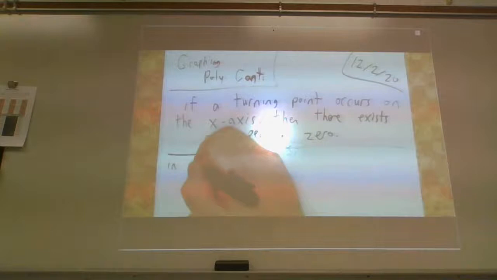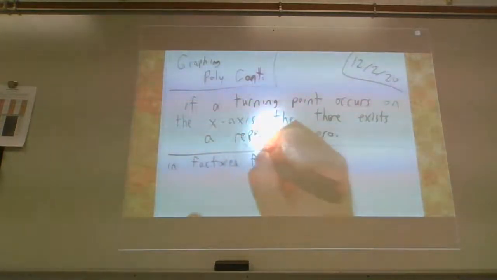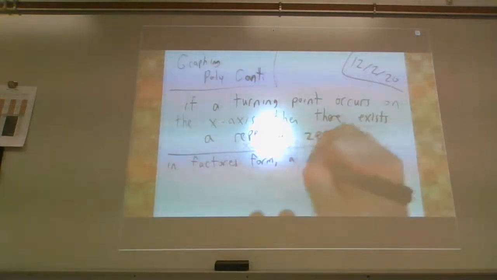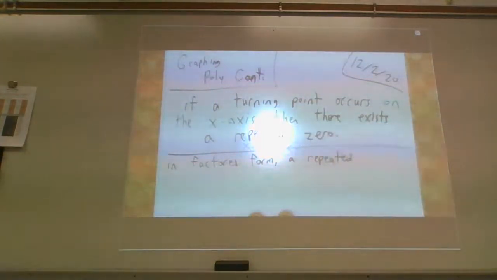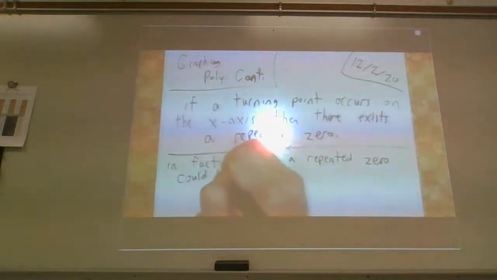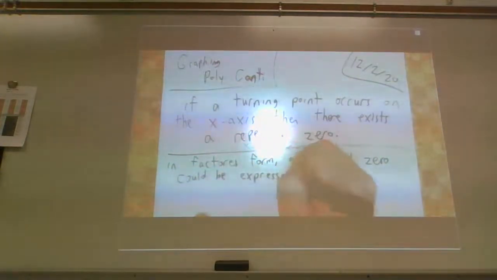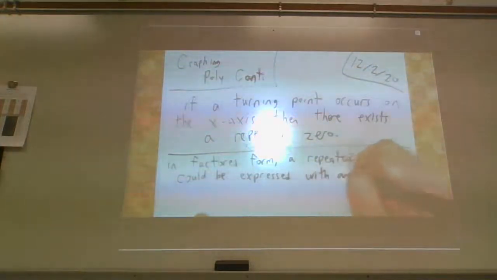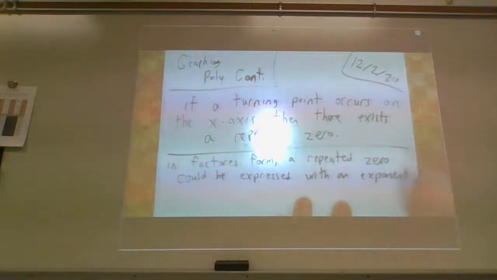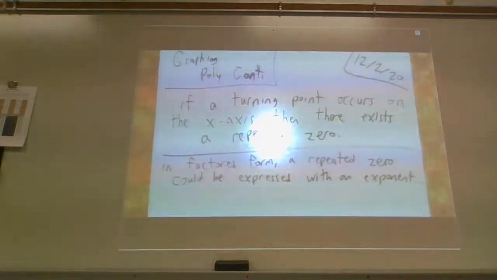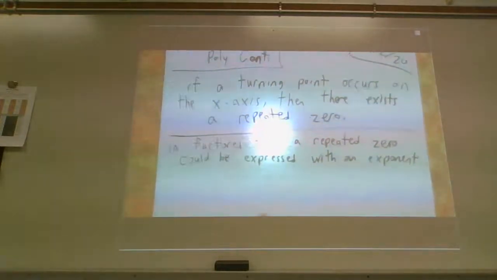Furthermore, in factored form, a repeated zero could be expressed with an exponent. And I'll show you what I mean in a moment. But if you had an equation that was written in factored form, meaning you had all of the parentheses, x minus 1, x plus 5, whatever, it doesn't matter, you could express it with an exponent. And what I mean by that is this.